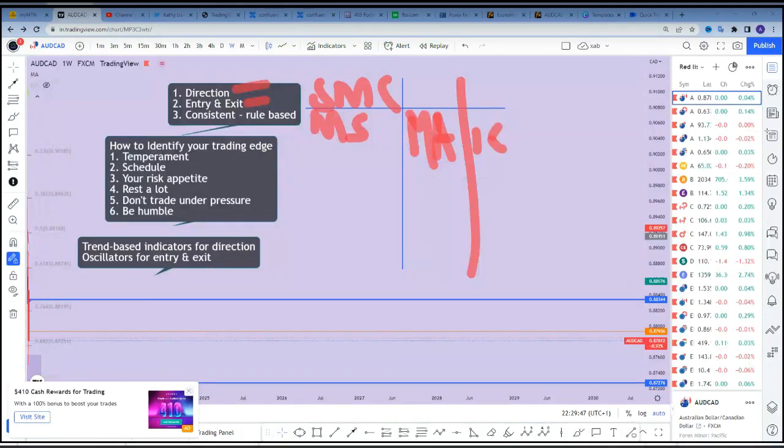So I've been telling my students, what you can do is set an alert. When price gets there, you will be notified. You don't have to sit in front of the chart and wait, or just set a pending order and walk away. If your temperament does not allow it, don't do it. If your schedule does not allow for it, don't do it. And if your risk appetite is not comfortable with it, just run away from it.